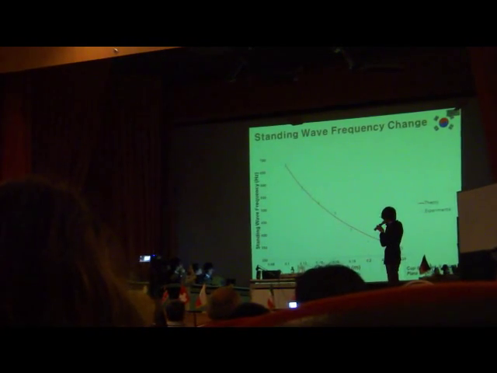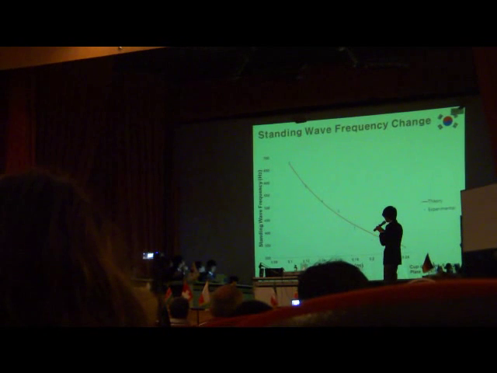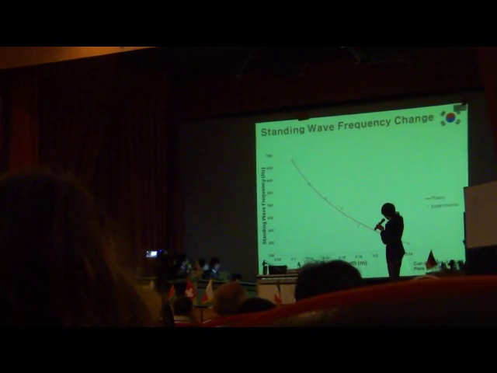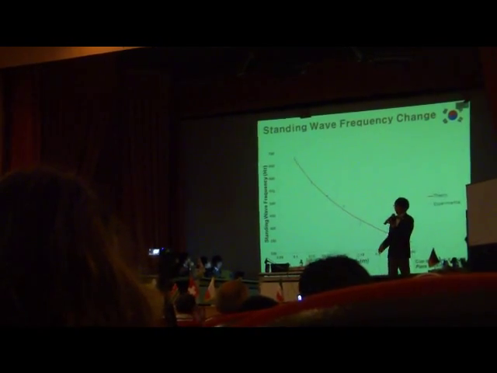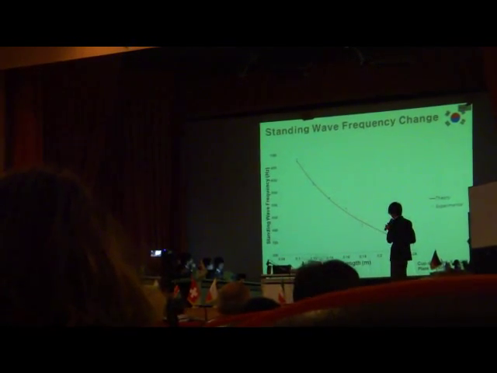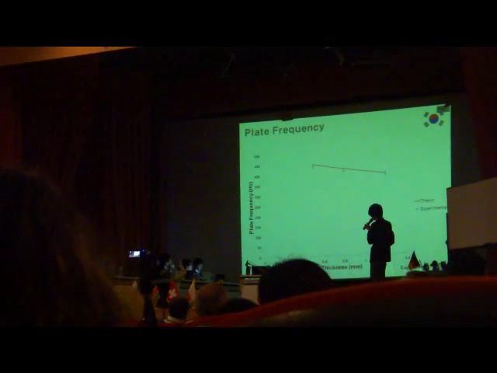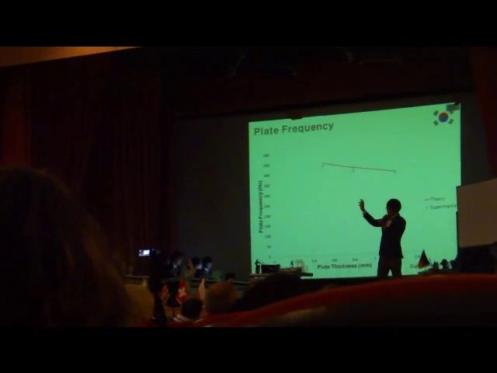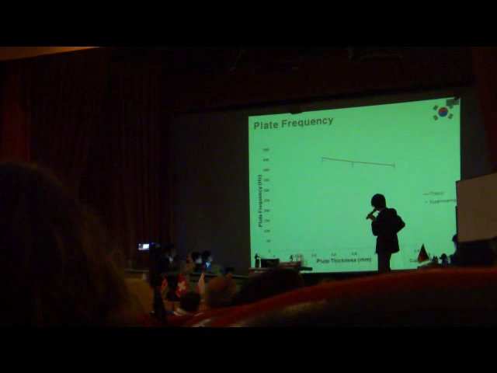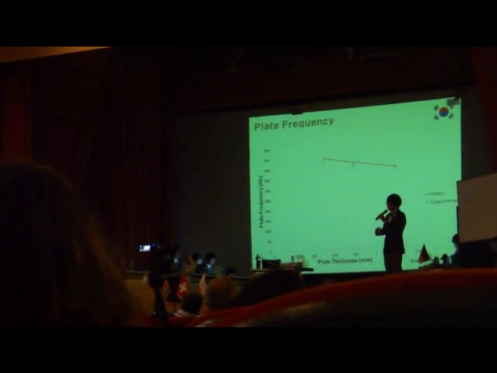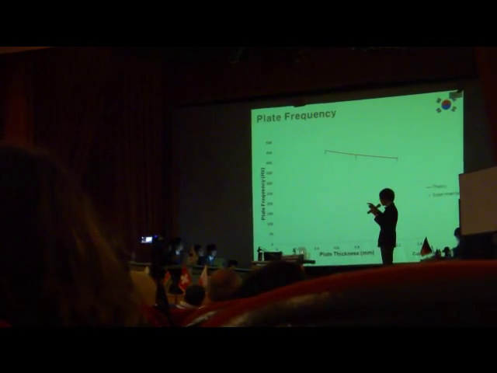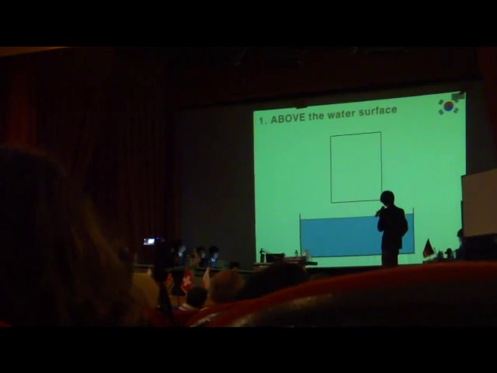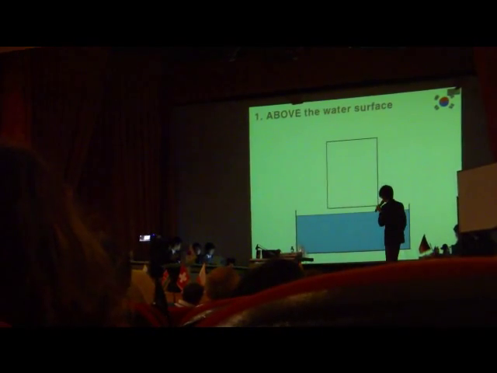Now, if you look at the standing wave frequency change with respect to the cup length, you can see that there's a gradual increase, and the theory and the experimental data match quite well. Thus, our calculation of the frequencies was pretty accurate. For plate frequencies, as the plate thickness increases, the theoretical calculations for the plate and the experimental data also match quite well, so we can be quite confident about which peaks we're looking at. So now let's look at the data for when the cup is above the water surface.